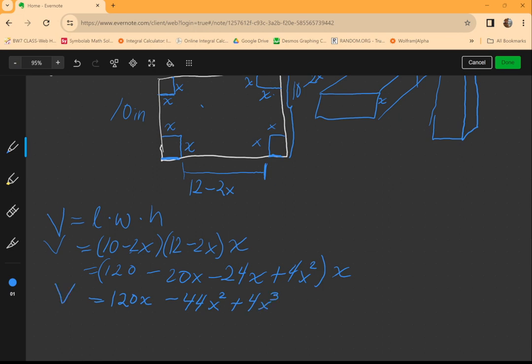Okay, and this gives me the volume of the box, right? Again, I don't know how big x is going to be. Now, if we were in a calculus course, we would develop calculus techniques to help us solve this. But here, we don't have those tools developed yet. So all we can do here is really just graph this equation. All right, so I'm going to go ahead and pull up Desmos here.